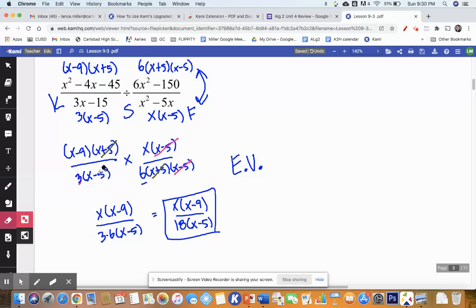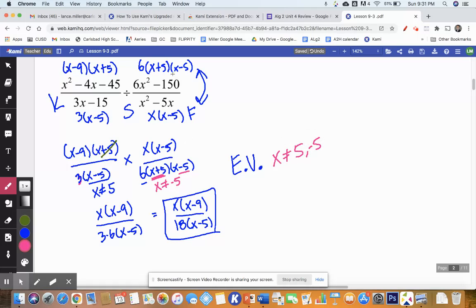Also, we need to make sure we include those excluded values. So anytime you see a factor with an x in it, set it equal to 0, okay? Now, so x minus 5 here on the bottom left, that means x cannot equal positive 5, because if we plug in 5, 5 minus 5 is 0, you'd be dividing by 0. Don't do it, okay? We also have the x plus 5 here. That means x cannot equal negative 5. We also have an x minus 5. We already did that. So we have 5, negative 5.